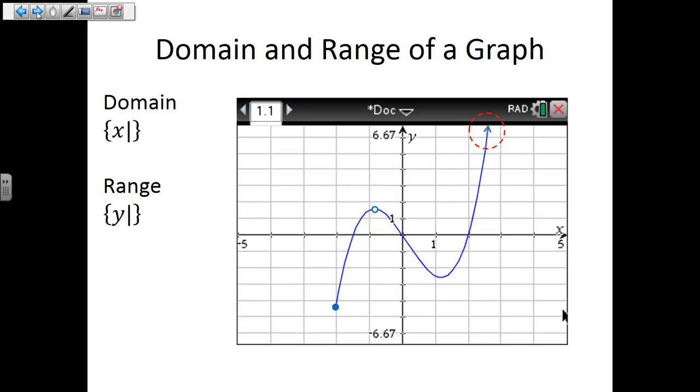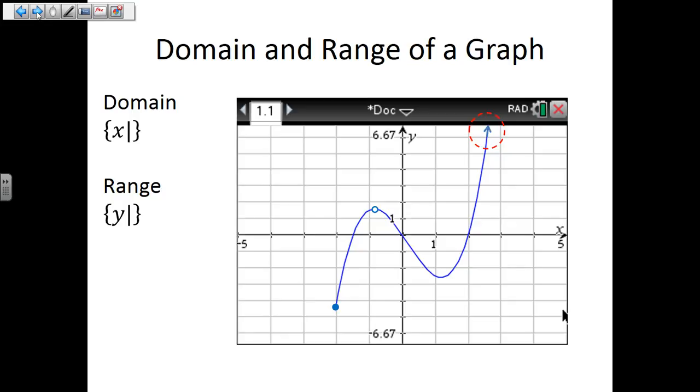So what does all of this mean in terms of our domain? When you're talking about the domain, you're talking about the numbers that go into the function, the x values. So you look for your farthest to the left x value. That happens to be that closed dot. It says specifically, include this endpoint. So it should absolutely start at -2, and it should include -2.